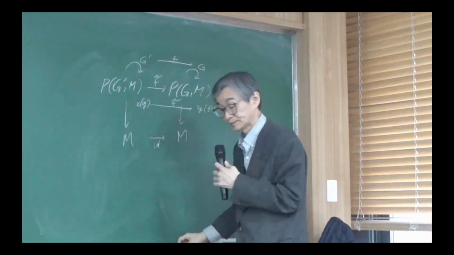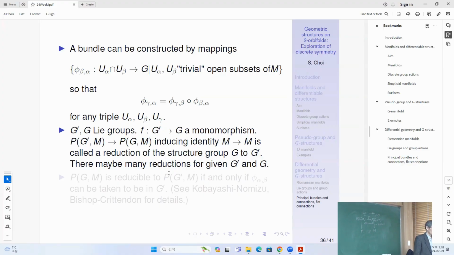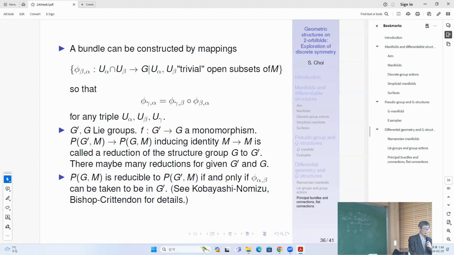Okay, so then this is called reduction. You have to have a monomorphism for this to work. So sometimes you have G, and then you may make it into a totally trivial topology on G prime, so every set is open. Then this is called trivialization reduction. So G PGM is reducible to G prime M if and only if V alpha beta can be taken to be in G prime.